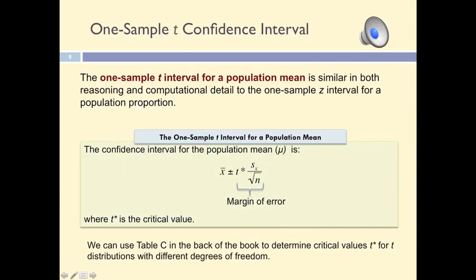T-scores can be used just like z-scores to compute a confidence interval for a population mean. To obtain the upper and the lower limit of this confidence interval, we add and then subtract the margin of error from the sample mean. As we mentioned before, instead of using the population standard deviation, we are now using the sample standard deviation. And instead of z star, we are now using t star in this formula. T star is also called a critical value, and just like z star, it can be obtained from table C in our textbook. Also, this type of confidence interval can be obtained using statistical software.